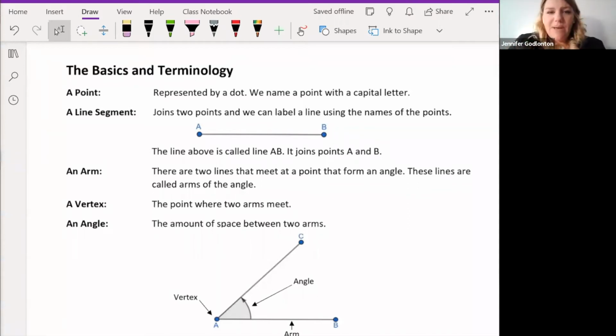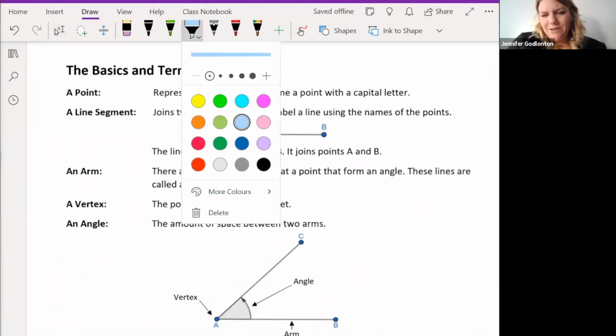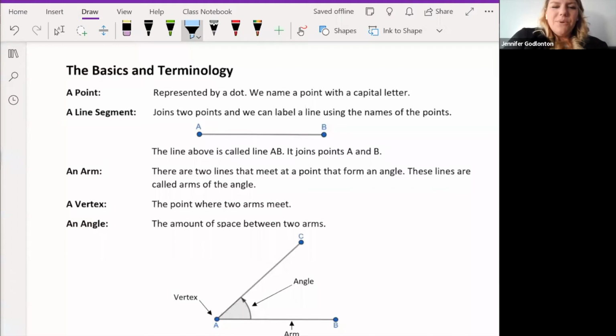Okay. So just basic terminology here. Some of this you're going to be like, oh, obviously I know that. And some of it's a little bit trickier. Okay. So when we talk about a point in geometry, it's wherever we have a dot. So we have like this over here. That's point A. That's point B.